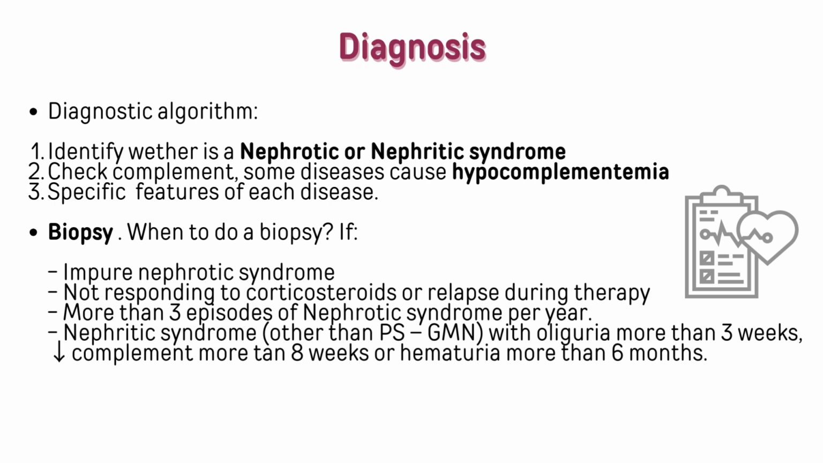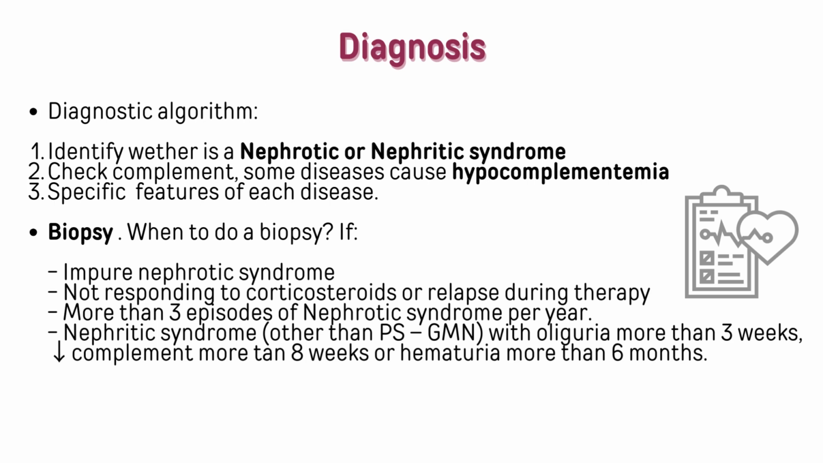Some diseases can cause hypocomplementemia. The third one is the specific features of each disease. Although this can be really helpful in helping us diagnose, biopsy can guide us thanks to a specific histological pattern sometimes. Sometimes immunofluorescence is used to see the deposition of immunoglobulins in glomeruli.